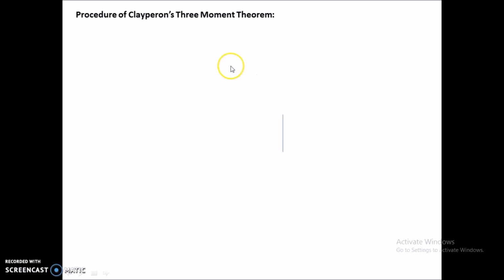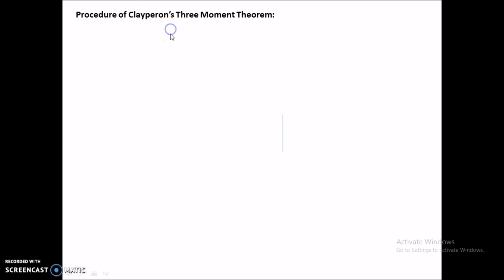Now, coming to analysis, for analyzing these continuous beams, we will use Clapeyron's three-moment theorem. Now, I will explain the procedure of this three-moment theorem, and later on I will give you an example of it. In the next two classes, I will give different types of examples of these continuous beams using Clapeyron's three-moment theorem, like sinking of supports and with fixed supports.